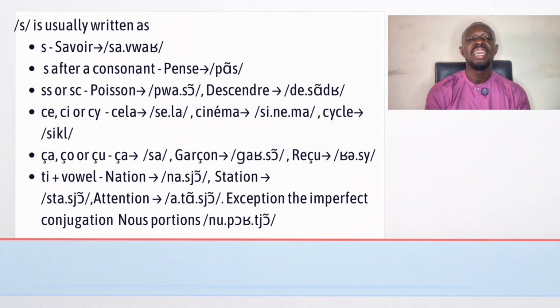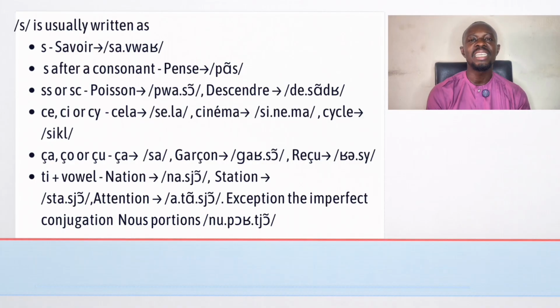Now, anywhere you see the C with cédille, with A, O, or U, you pronounce it with S. That's the soft S. Now, you can see it in ça. We also have garçon. And you can also see it with reçu.